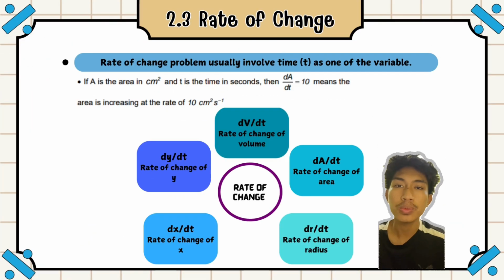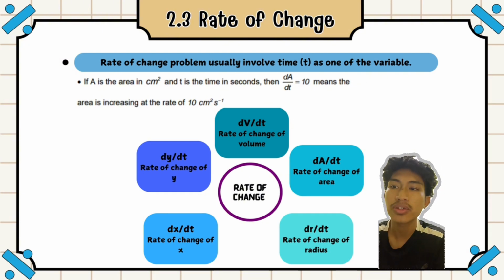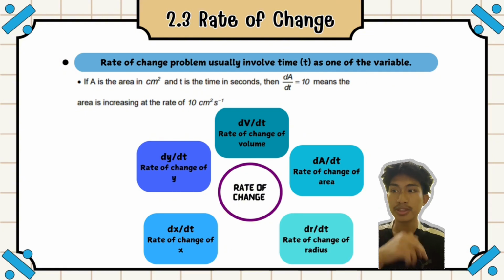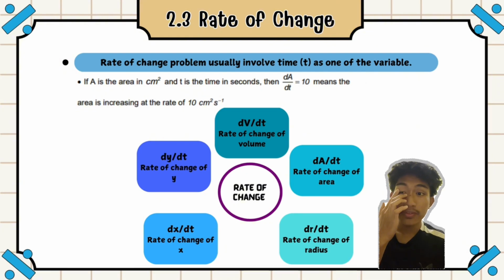Next subtopic is 2.3, which is rates of change. So rate of change problems usually involve time, t, as one of the variables. If y equals f of t, where t is time, then dy over dt represents the rate of change of y. So let's see the situations. If A is the area in cm squared and t is the time in seconds, then dA over dt equals 10 means the area is increasing at the rate of 10 centimeters squared per second. If dA over dt is negative 10, it means the area is decreasing.